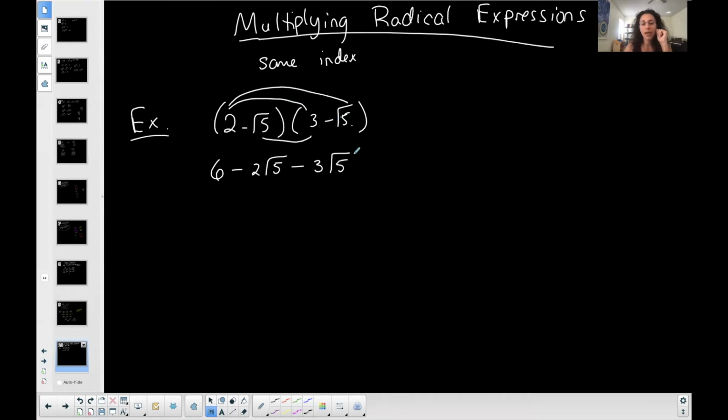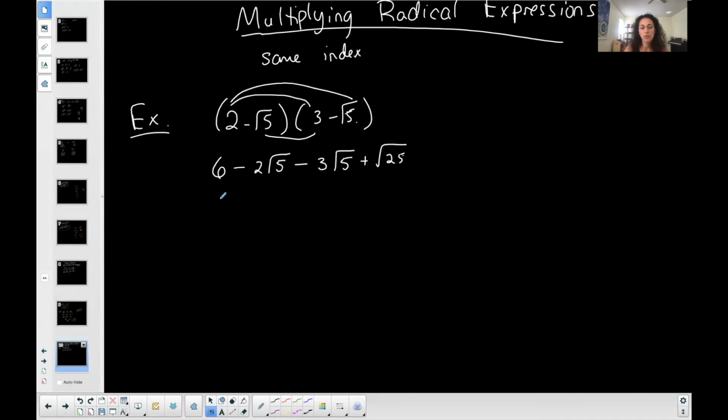A minus times a minus is a plus. It's a square root and a square root, so square root. And then I can do 5 times 5, 25. So I can only multiply two numbers if they're both outside of the radical, or both inside the radical, underneath the radical with the same index. And then we simplify. The first term is 6. These are like radicals: minus 2 of these square root of 5s, minus 3 of them. So keep the square root of 5, work the coefficients. Negative 2 minus 3 is negative 5 times the square root of 5.